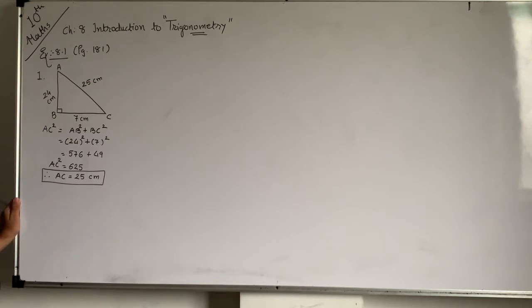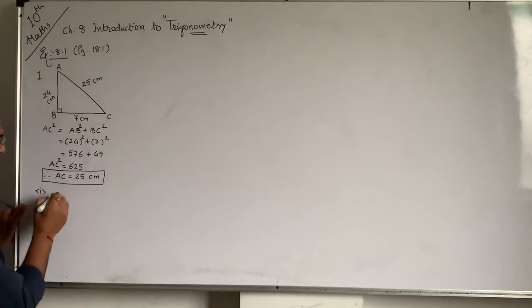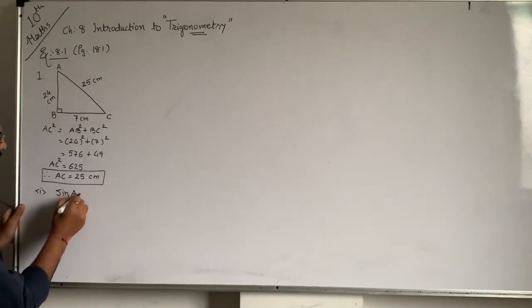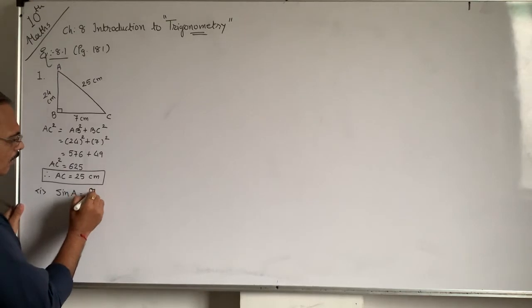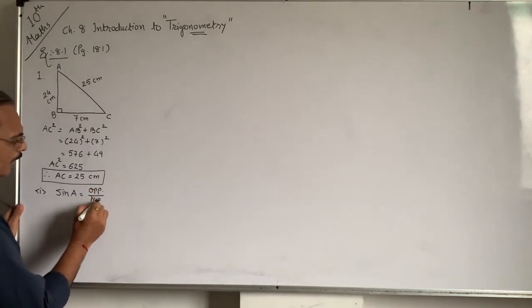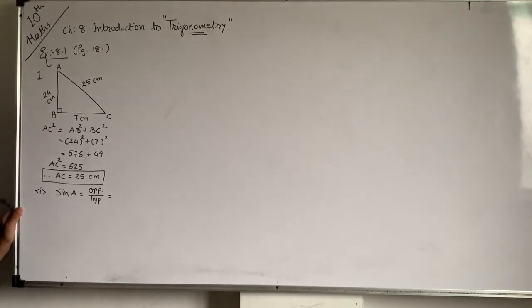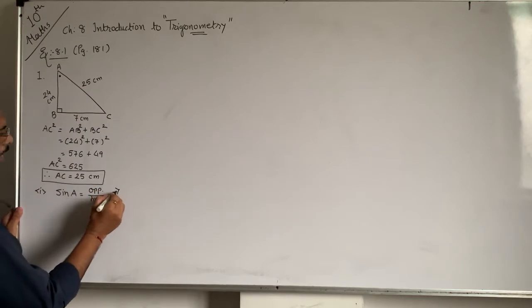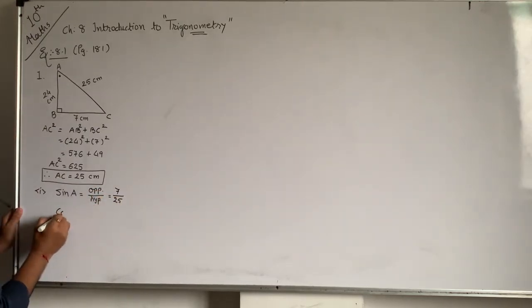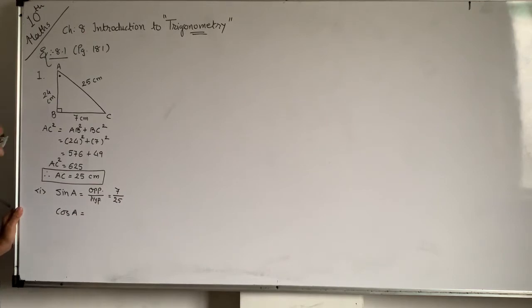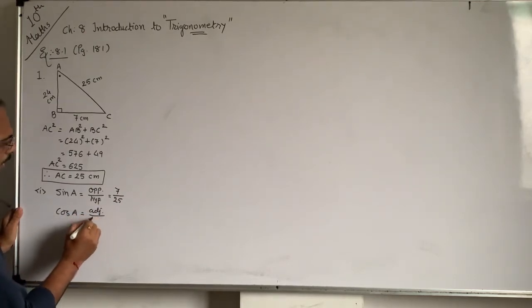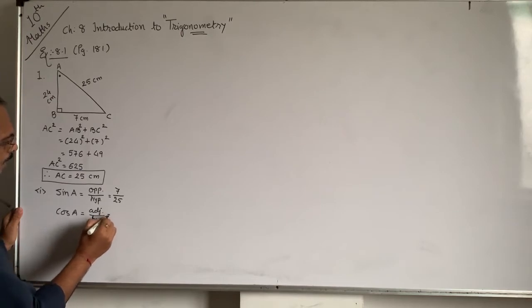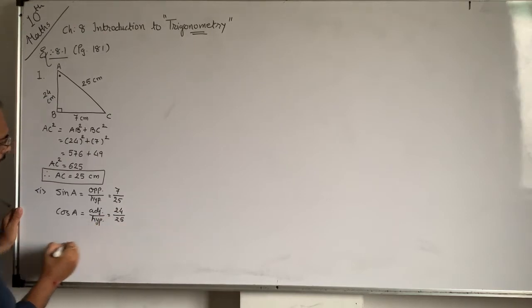Now I have all three sides. So the first question is to find sin A and cos A. Formula of sine is what? Opposite upon hypotenuse. Now, opposite side of which angle? Angle A. Opposite of angle A is 7 centimeter and hypotenuse is 25. What is the formula of cos A? Cos is adjacent upon hypotenuse. For angle A, adjacent is 24 and hypotenuse is 25.